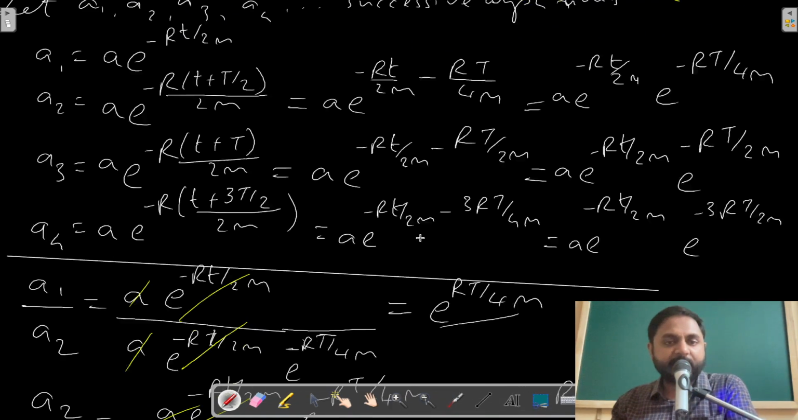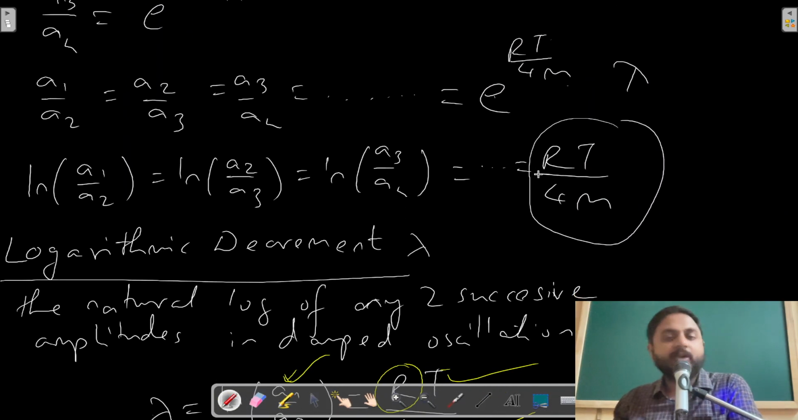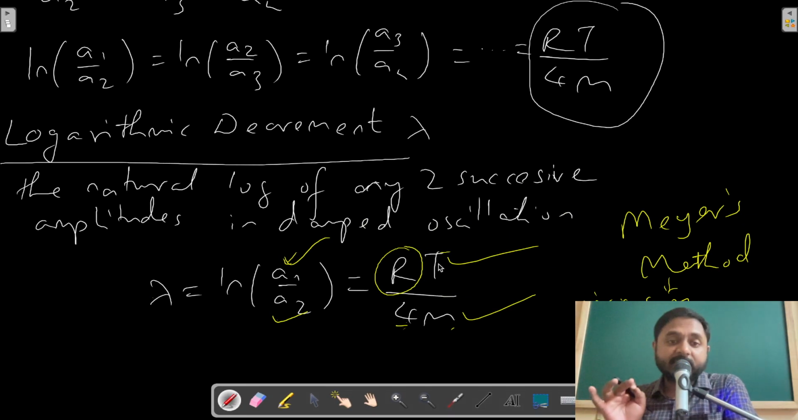You just write down 4 amplitudes, take the ratio of any 2 successive amplitudes, and very soon you will get the log decrement. Because I don't want the exponential function, I take the natural logarithm. Very easy method, very easy derivation. Please practice this, and this is extremely useful. Why? To find the viscosity or to find the damping coefficient. The easiest method to do it is to find the log decrement. That is its physical significance as well. Okay, so we'll stop here.